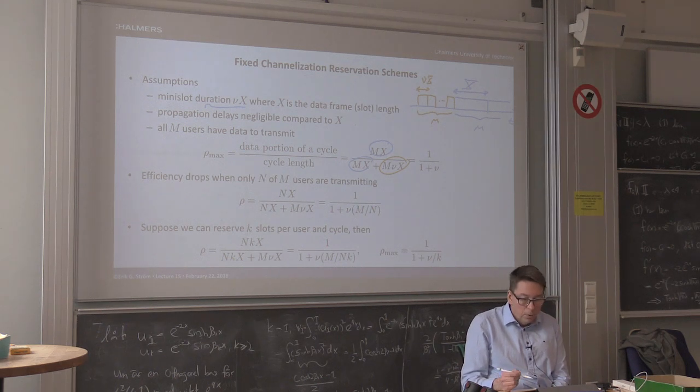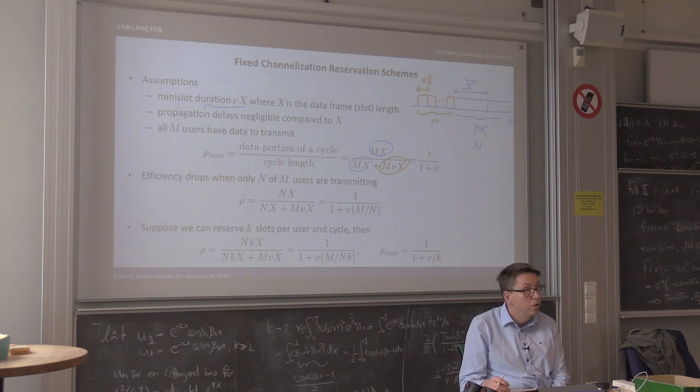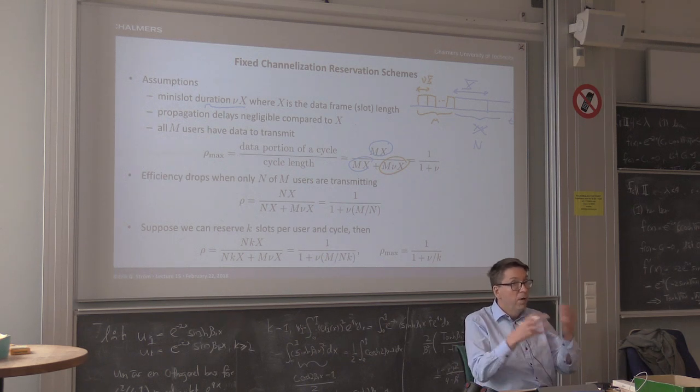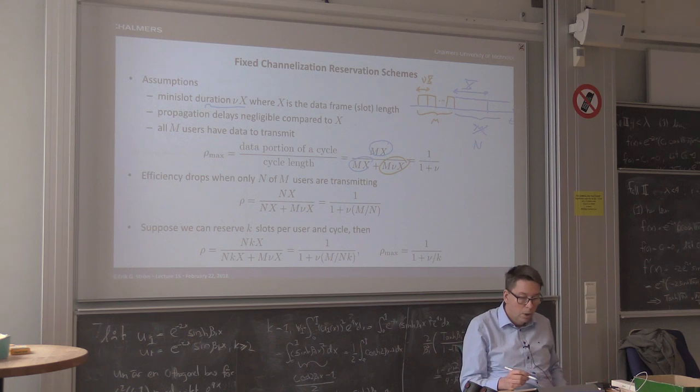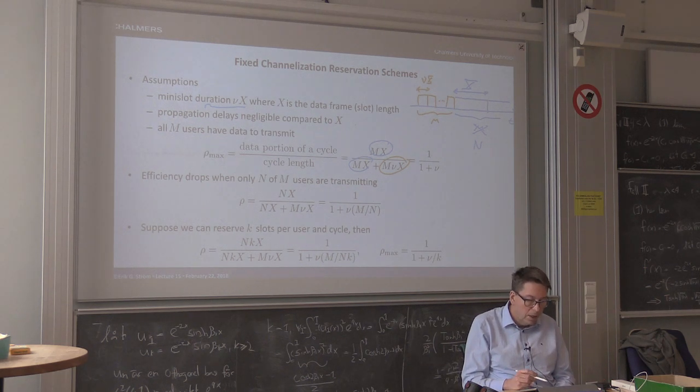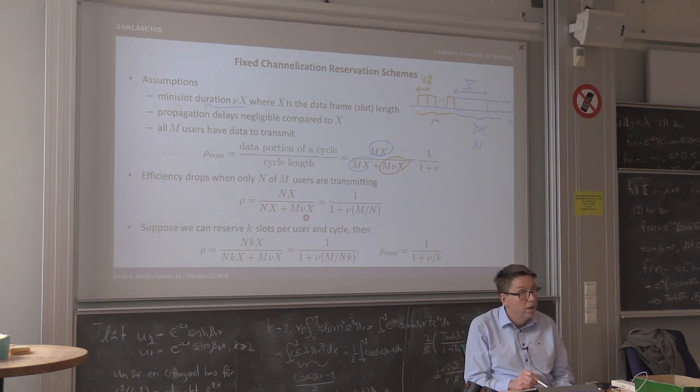Okay. Now, suppose we, instead of having m users here transmitting data, only capital N users transmit. So say we have 100 users attached to the medium, but only 10 of them have data to transmit. Then only 10 of them transmit, of course. What happens then to efficiency? Well, actually, the data portion is nx now, rather than mx. So we still have nx here, but the reservation interval does not change. It's still the same, regardless of how many users actually transmit.